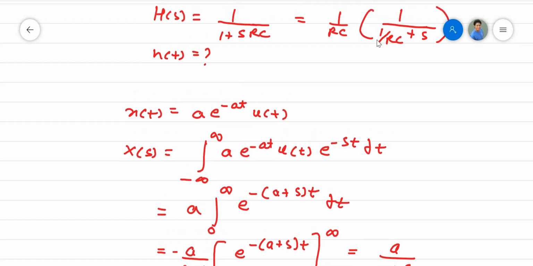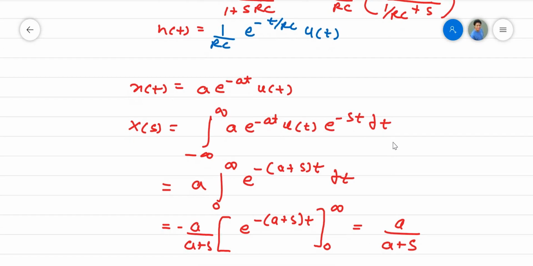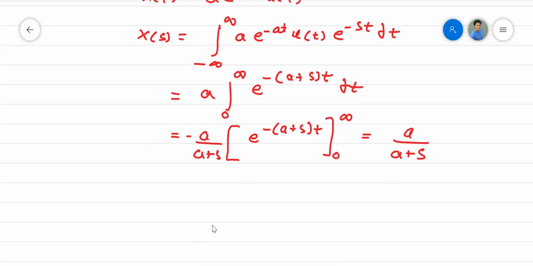So if we compare this relation a over (a plus s) with 1 over (1 by RC plus s), we can find that h(t) is nothing but equal to 1 by RC e to the power minus t by RC u(t). So we have found this h(t) using comparison with this x(t).